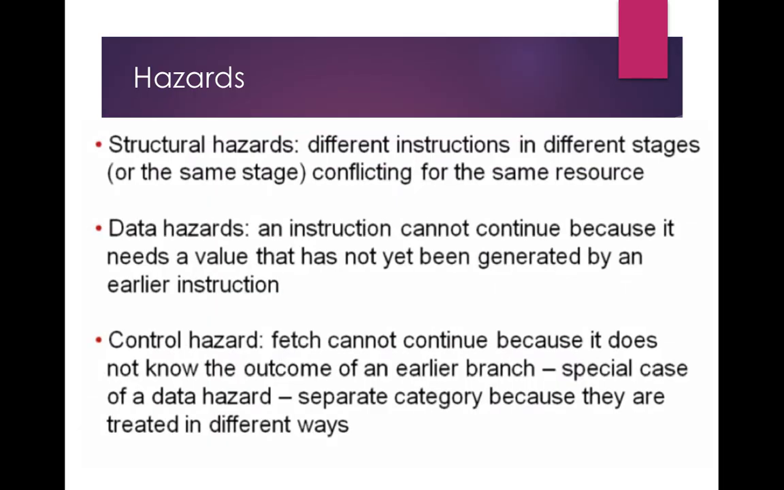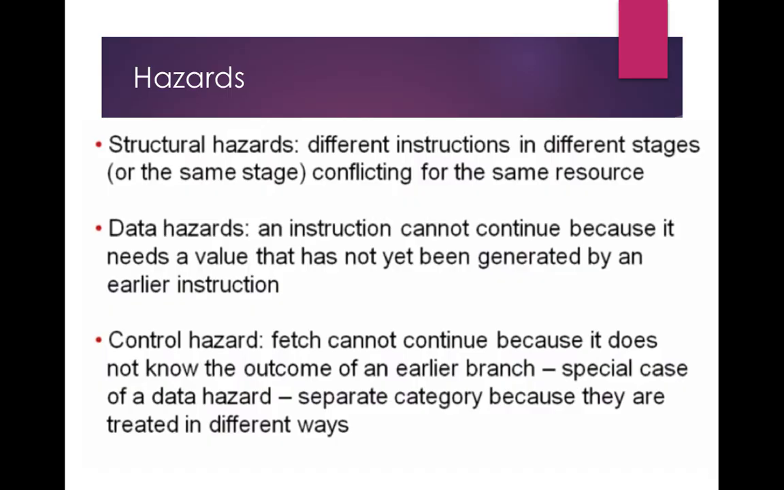So till now we have seen how we have improved the execution of instruction performance by means of pipelining. But there are some hazards that will occur. Sometimes when we go for pipelining, we will see three types of hazards. That is the structural hazard, that is, different instructions in different stages conflicting for the same resource.